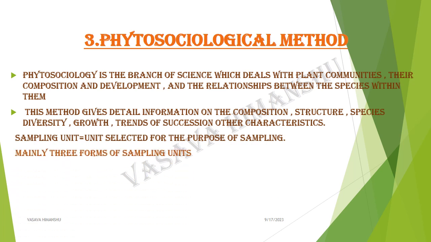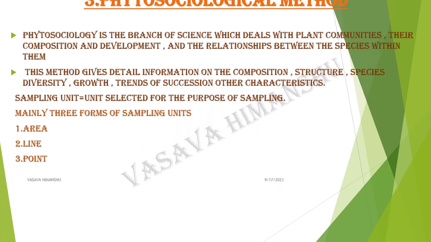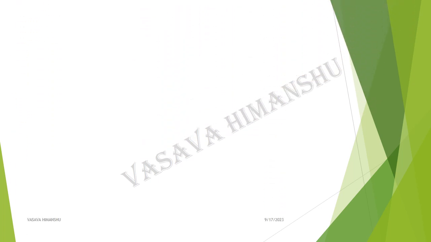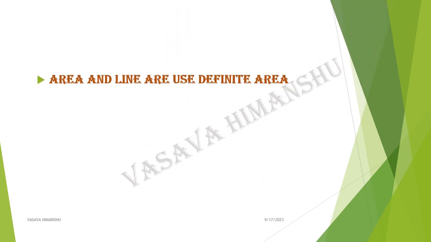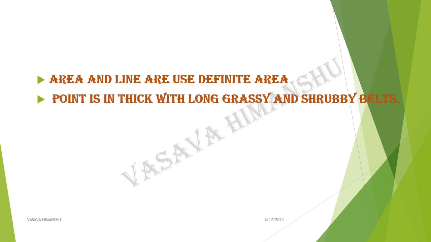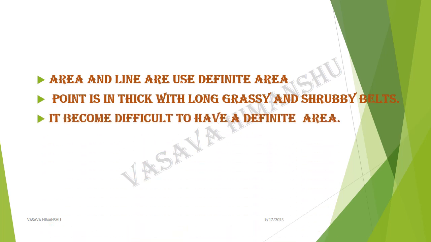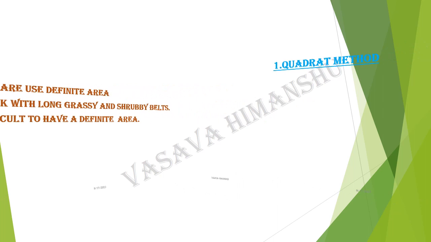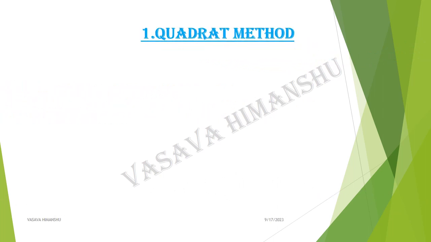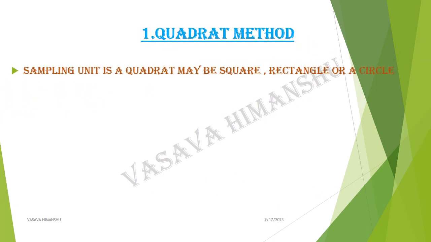There are mainly 3 forms of sampling units: area, line, and point. Area and lines are used for a definite area. Points are used in thick, long grassy and shrubby belts, where it becomes difficult to have a definite area. Number 1 is the quadrat method. The sampling unit is a quadrat, which may be a square, rectangle, or a circle.